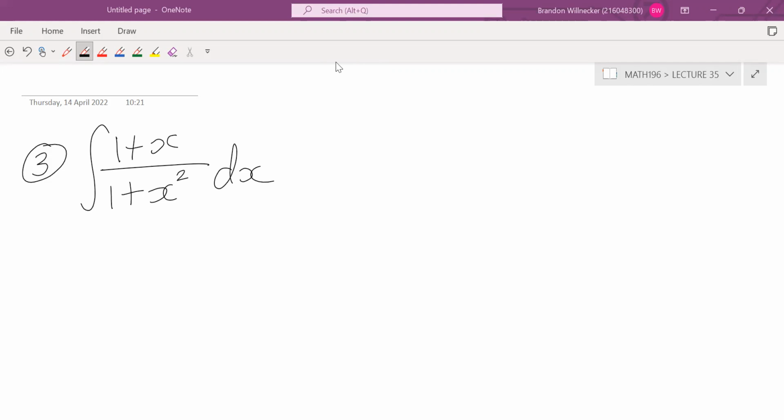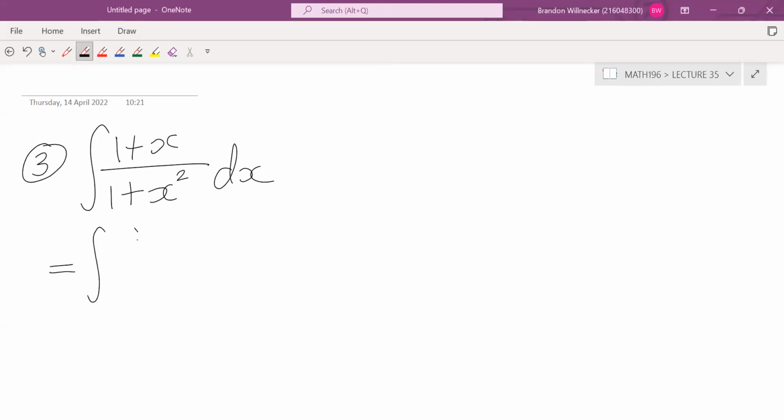Now, there's no easy way to pick what u needs to be, because if we let u be the numerator, well, then how do we get the denominator? And if we let u be the denominator, then the derivative will be 2x. But the numerator is 1 plus x. So you see that's a bit complicated. But it's not too bad because this is a fraction. It's like 1 plus x over 1 plus x squared. We can separate it into 2 fractions. Maybe if we do it in 2 parts, that would be easier.